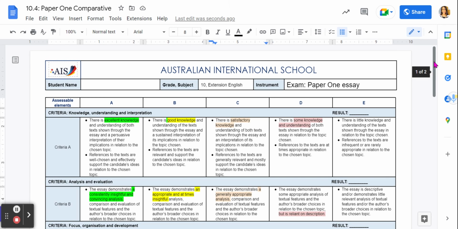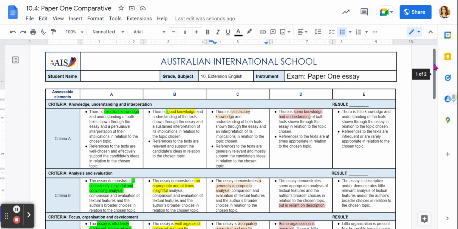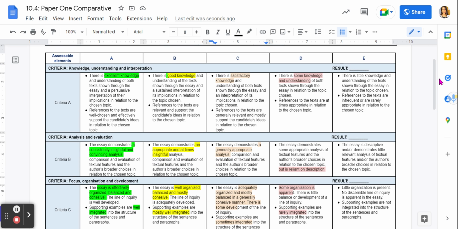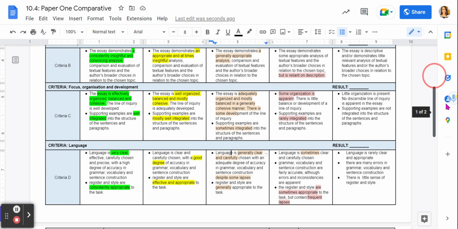Hi, Year 10. So, this is part two of your instructions for your upcoming textual analysis essay. I want to just quickly take you through the criteria and how you're being marked for this essay. You'll notice, like everything in advanced English, our criteria rubric is broken up into four different criteria.